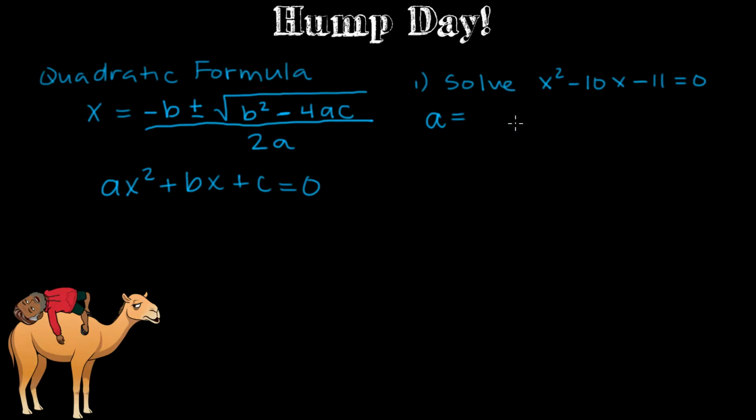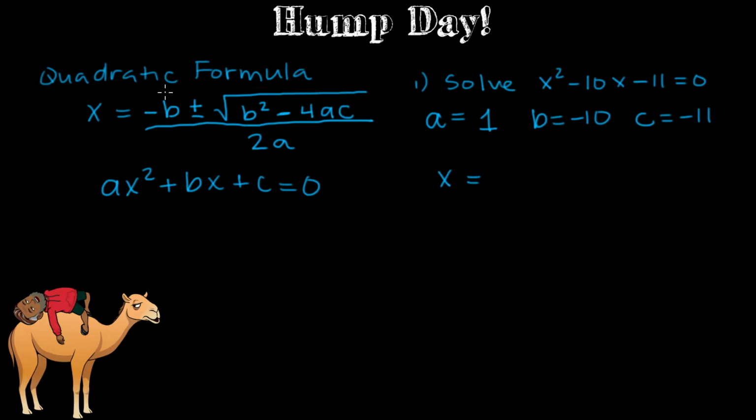When you see the variable but not the number, we know that there is a 1 there. And then b is the number that is next to the x, which is negative 10. And c is the constant, negative 11. So what we're going to do is take the quadratic formula and plug them in. The way that I plug them in is I tend to just fill them in and do some of the math mentally.